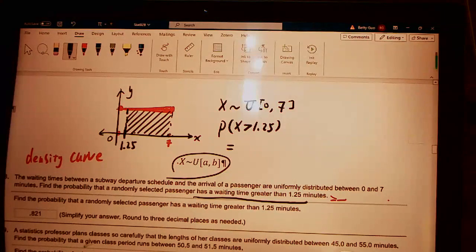Does that make any sense, guys? Give me some feedback here. Yeah, probably makes sense to some of you, right?